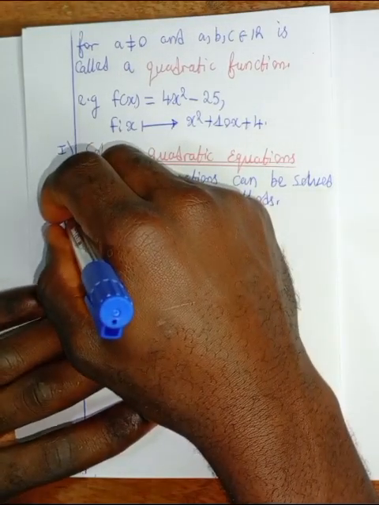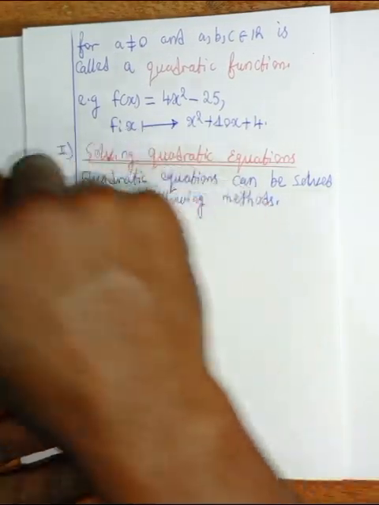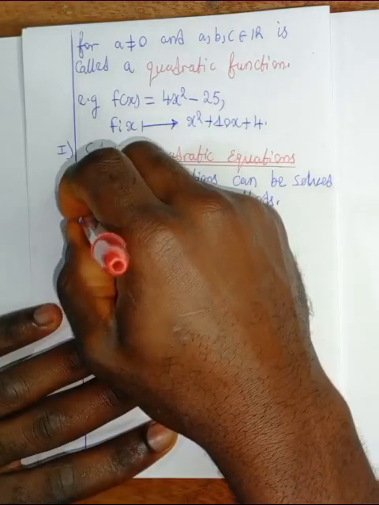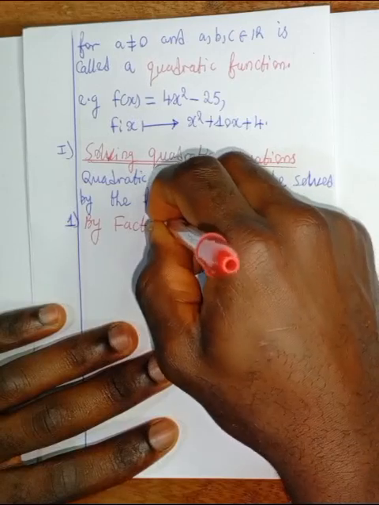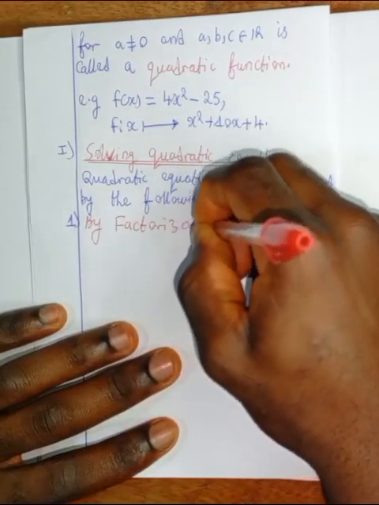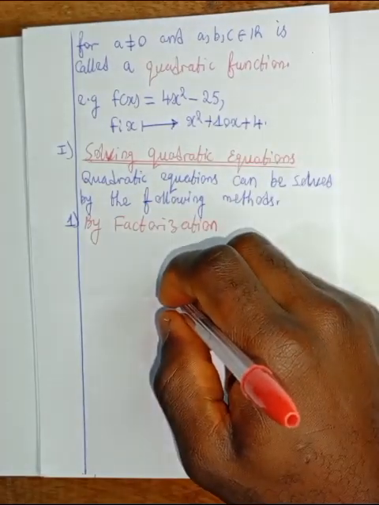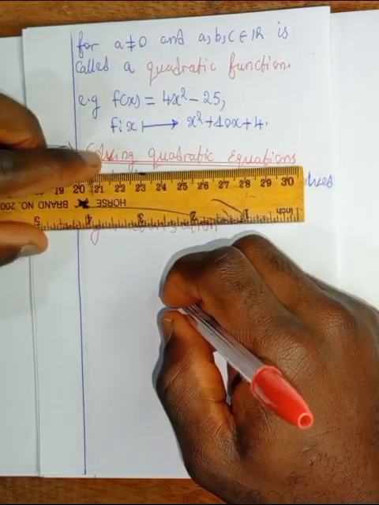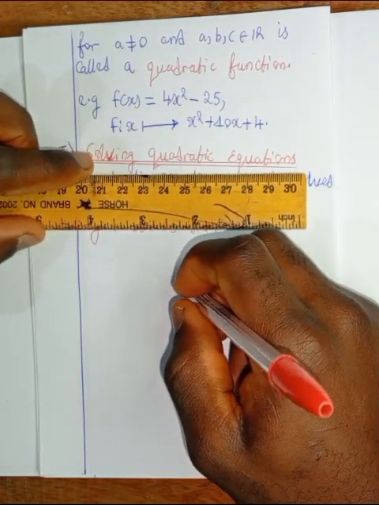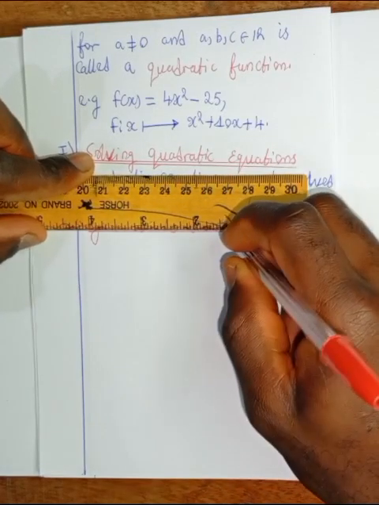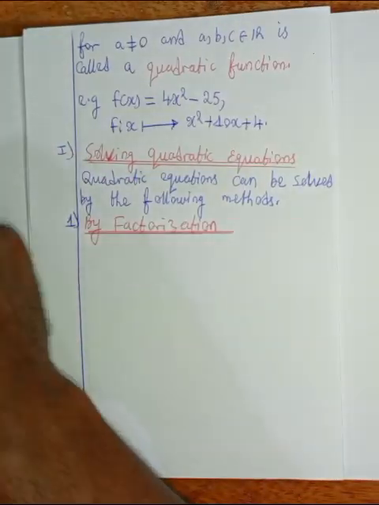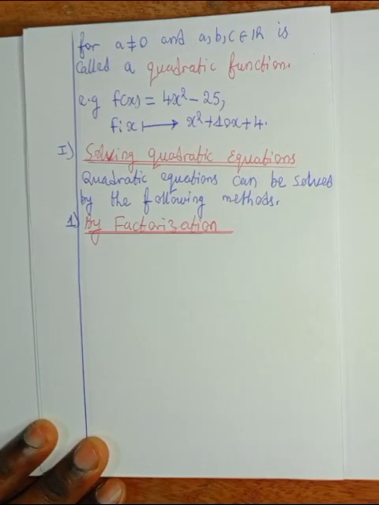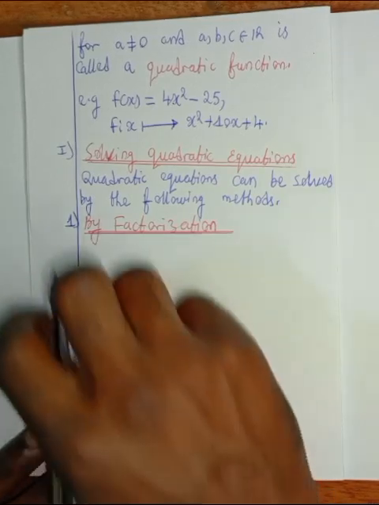Take the first one, by factorization. So when you hear factorization, it means in this case we are going to make good use of factorization. And after factorizing the quadratic expression, we are going to equate the factors to 0 and we solve for the unknown.